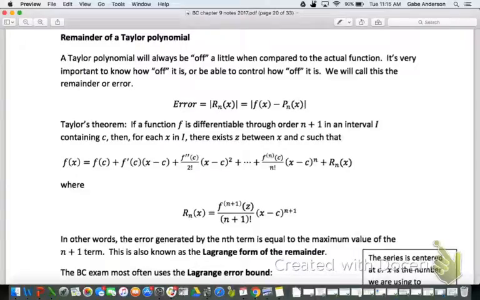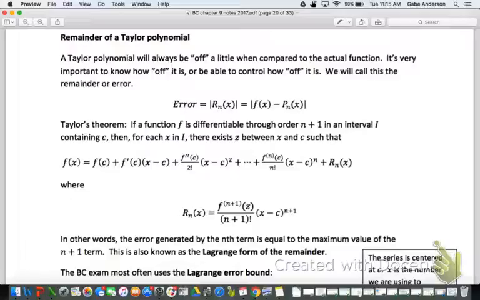Do you guys remember the alternating series error bound? If we've got a converging alternating series and we find a partial sum with however many terms, then the maximum error is less than or equal to what? The next term, the first neglected term, right?